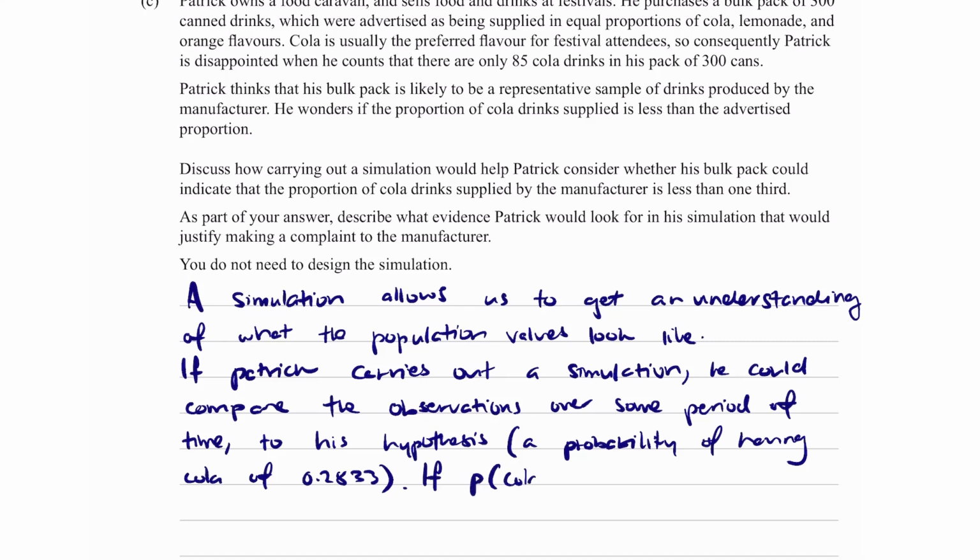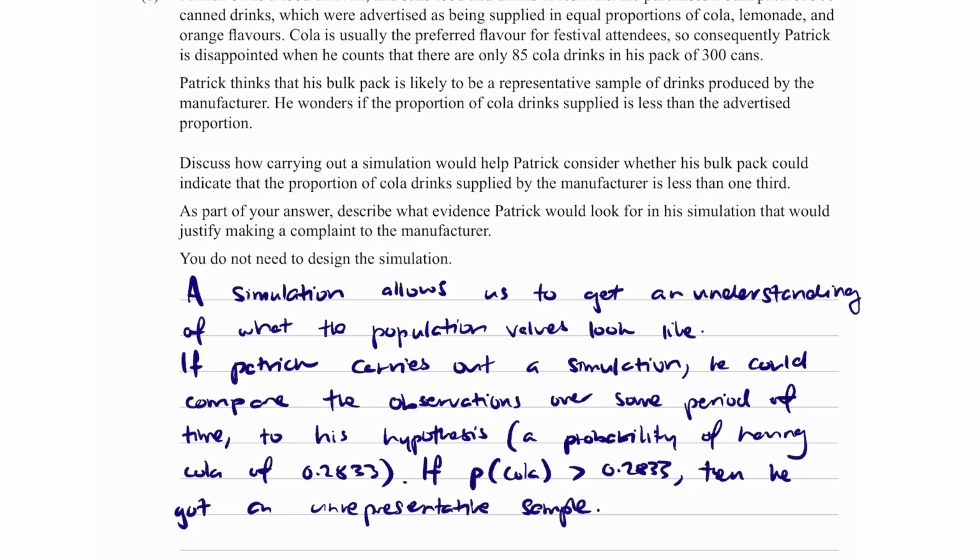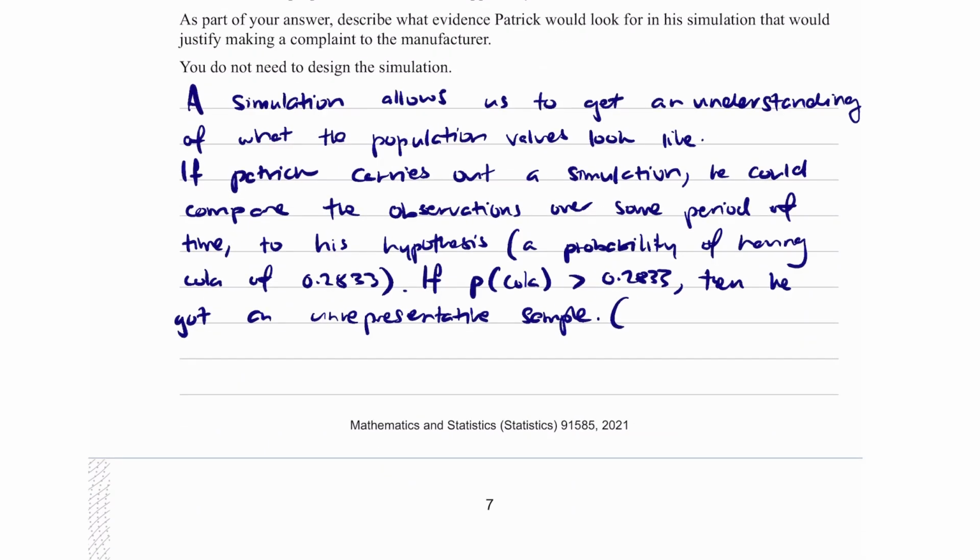So if the probability of cola is greater than 0.2833, then I guess we could say he got unlucky, right? Then he got an unrepresentative sample, and that's just due to the fact that there's variation in estimates. Right, so what we're saying is there's always going to be variation in different samples. But as we make more and more samples and we compare those over a long run, maybe if we plot that, we'll get an idea of what the actual population value should be, right?